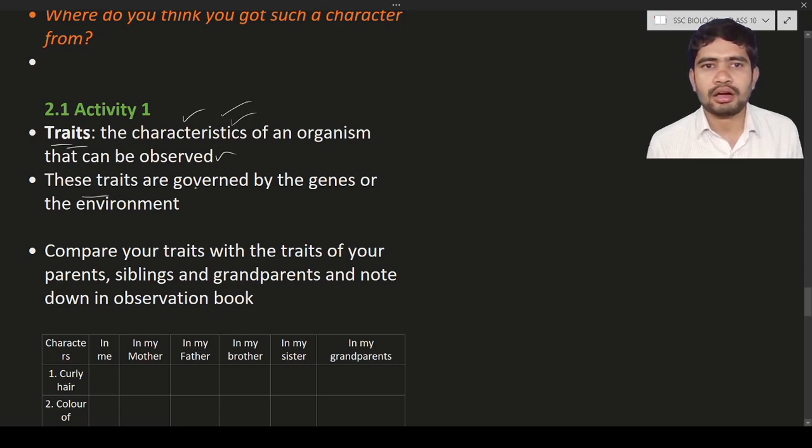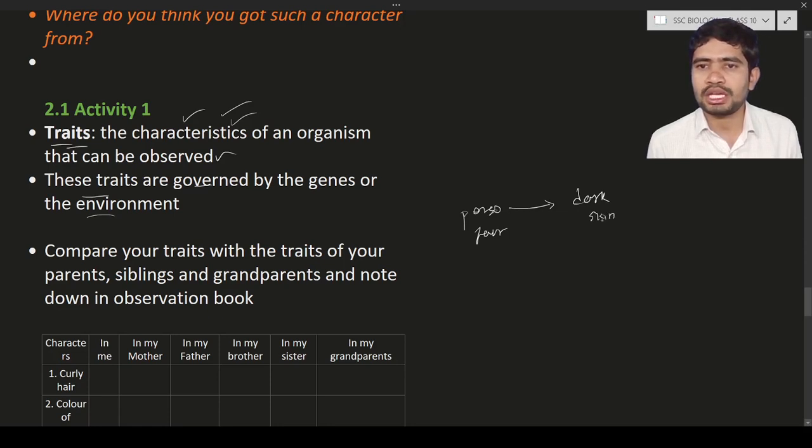These traits are governed by the genes and environment. For example, let us consider a person is there, and this person is fair. This person moved to the region where there is higher sunlight. More sunlight. What happens after few days or after 6 months? This person may turn into dark. White color skin or fair skin may turn into dark skin. Okay, why?